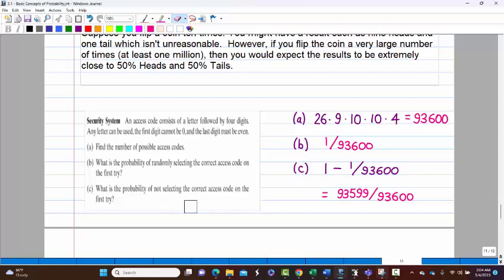And then what's the probability of not selecting it on the first try? So not is the complement. That means 1 minus 1 over 93,600. So you would end up with 93,599 over 93,600. So obviously you have an extremely high probability of not guessing it. And in probability terms, when we say high probability, we mean a number close to 1. And when we say low probability, we mean a number close to 0.